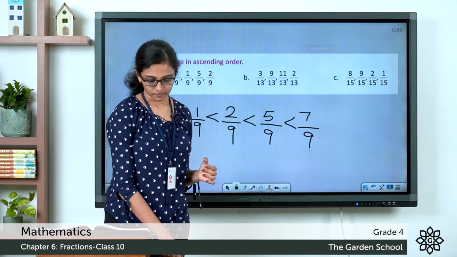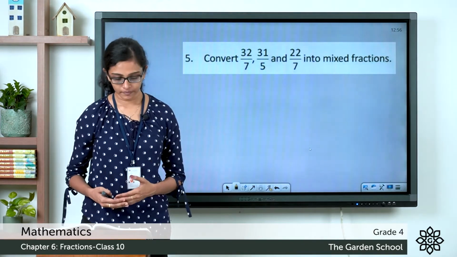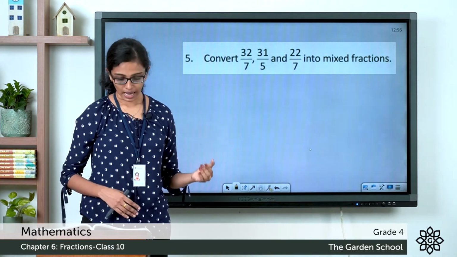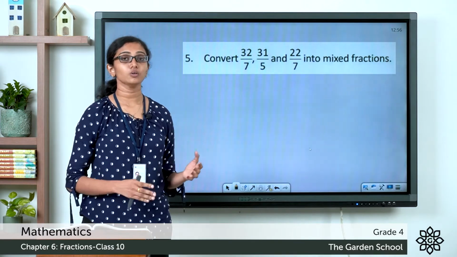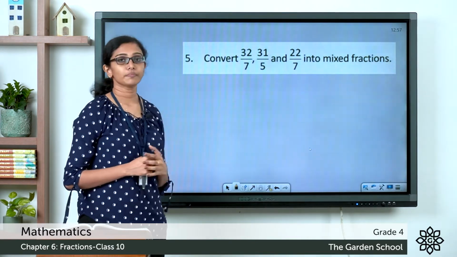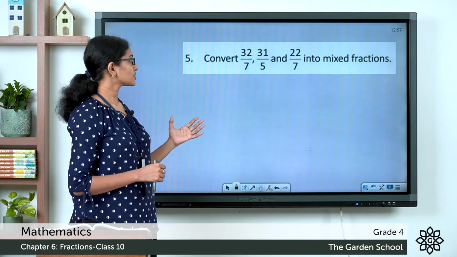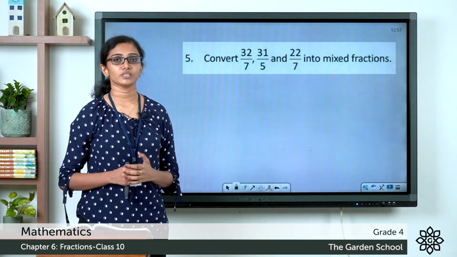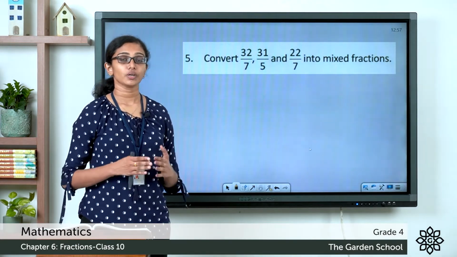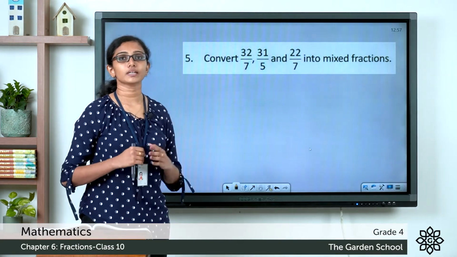Now the next one, question number 5. Convert 32 by 7, 31 by 5 and 22 by 7 into mixed fractions. So you have got 3 improper fractions here. You are asked to convert them into mixed fractions. How do you convert an improper fraction into a mixed fraction? You have to divide the numerator by the denominator.